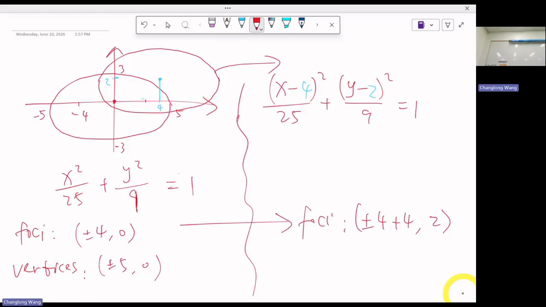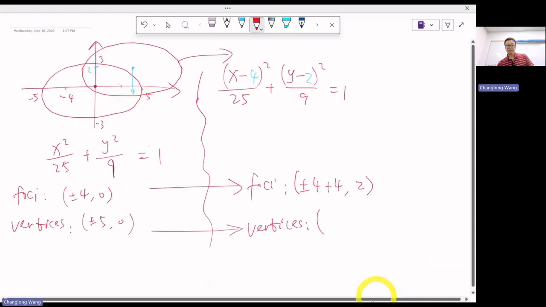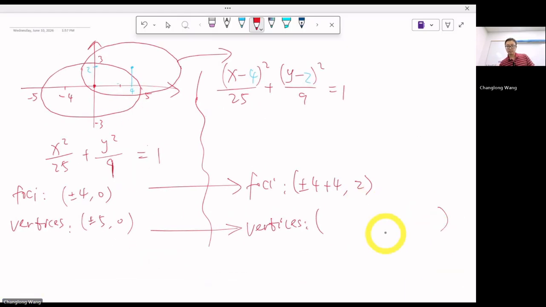So now, can you guys do the same thing for the vertices? Well, then you tell me what the new vertices will look like. Vertices. Let me zoom out a little bit. Again, we're shifting to the right by 4, shifting it up by 2. What does the horizontal coordinate look like? Plus or minus 5 plus 4, and the vertical coordinate. Yeah, that's it.